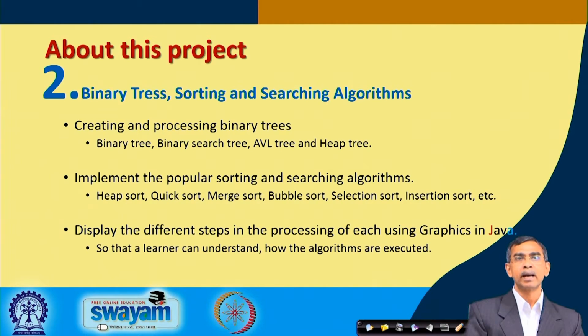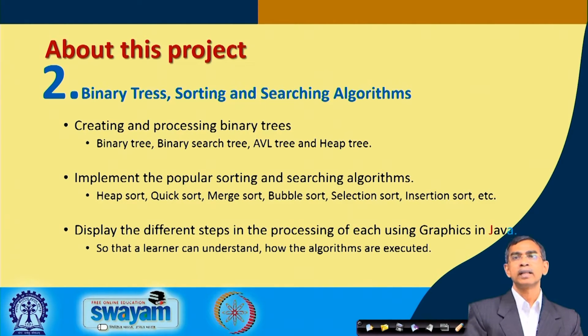Here we have mentioned binary tree, binary search tree, AVL tree and heap tree. AVL tree is also called height balance tree. Any good book on data structures that you can follow will give you the information from there. Before taking up this project you should have good familiarity with all these concepts: trees, and algorithms, sorting algorithms for searching. So far as sorting algorithms are concerned, I have mentioned a few popular sorting algorithms which are basically easy to code: heap sort, quick sort, merge sort, bubble sort, selection sort, insertion sort, etc.